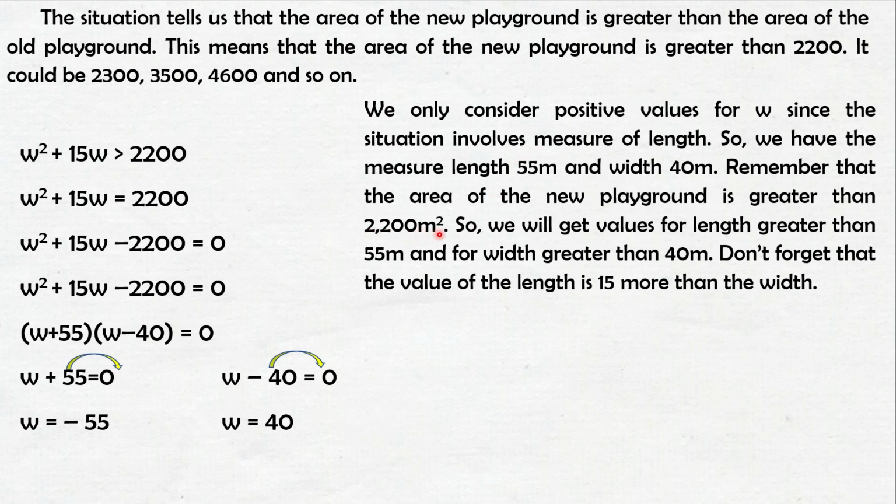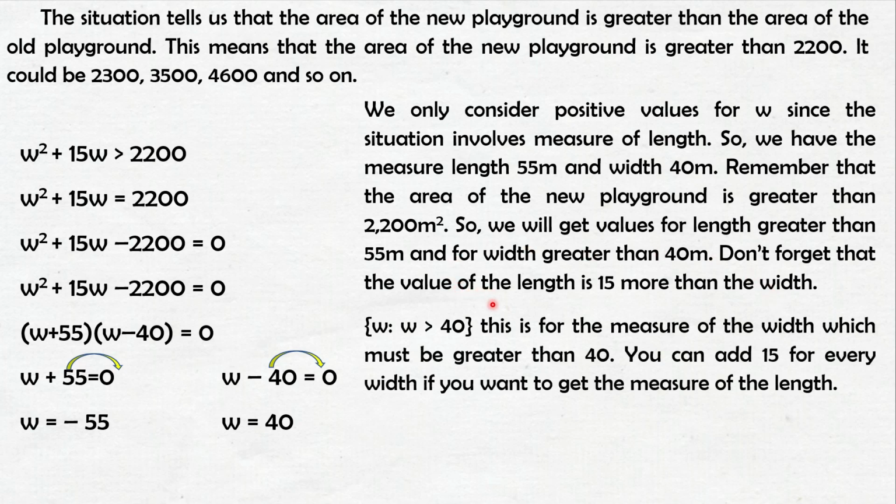Which is mali. Kailangan nating kunin na width at length ay yung mas mataas sa 40 meters, at yung length na mas mataas sa 55 meters. Kasi ang gusto ng city government ay mas malaki yung area niya kumpara dun sa old playground. Okay? So again, mas mataas dapat sa 40 yung kukunin nating width. So we will get values for length greater than 55 meters and for width greater than 40 meters. Don't forget that the value of the length is 15 more than the width.